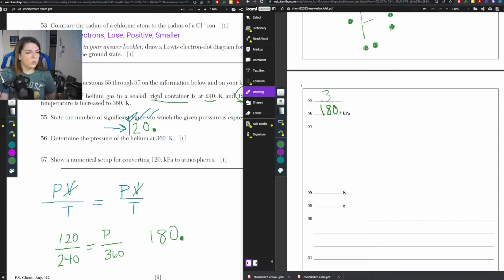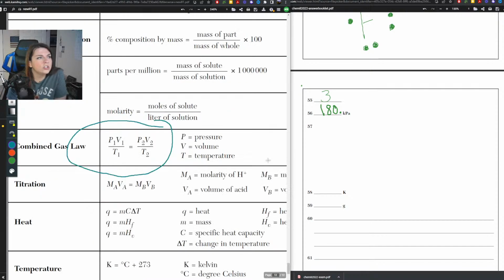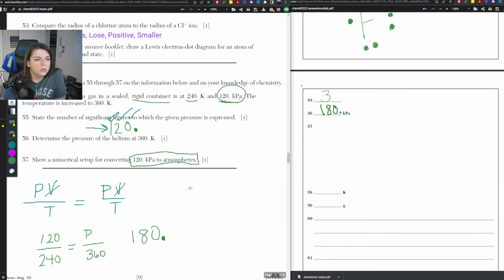Okay, then it says show a numerical setup, which means you don't have to solve it, but it's asking you to convert 120 kilopascals to atmospheres. To do that, you would use the information on table A. 101.3 kilopascals is equal to 1 atmosphere, and you just set it up like it's a ratio. So 120 kilopascals is equal to an X number of atmospheres, where 101.3 kilopascals is equal to 1 atmosphere. And I didn't write that in the answer book, but that's what it should be.